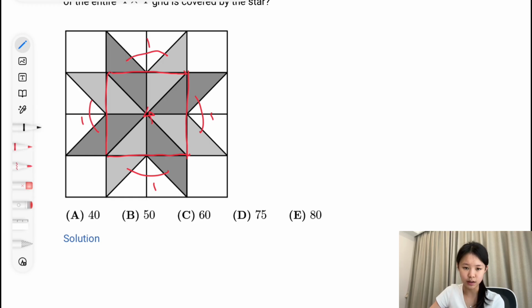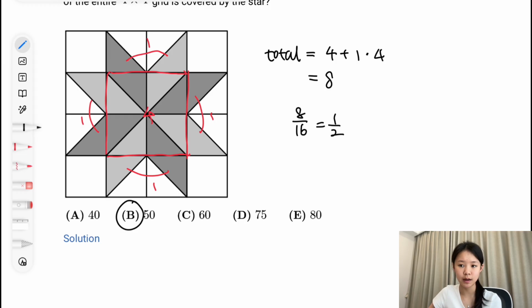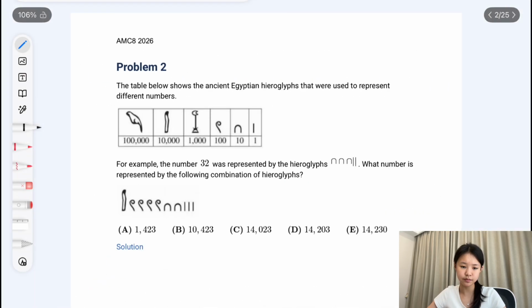So we can add all of this up, and the total is going to be 4 plus 1 times 4, which equals 8. So we know the answer is 8 over 16, which equals 1 over 2, which is equivalent to 50% of the area is made up of this quilted star.